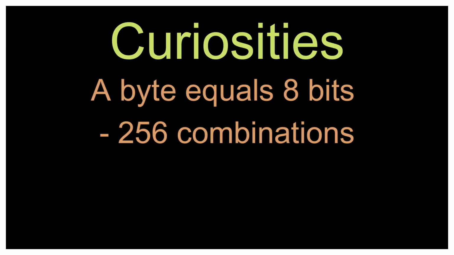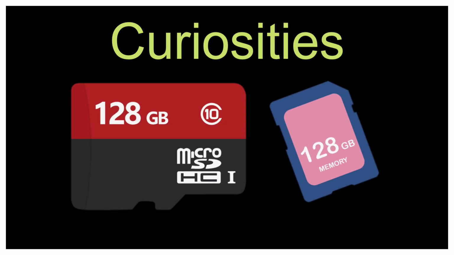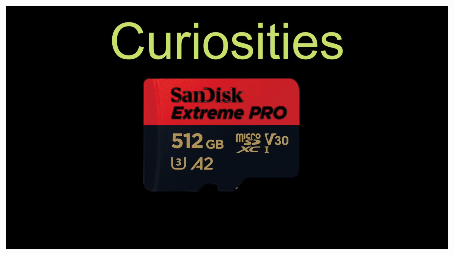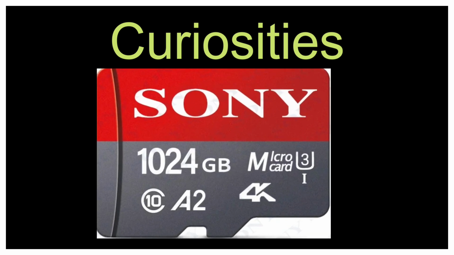Cool facts. A byte equals 8 bits, which means 256 combinations. That's from 0 all the way up to 255. And here's something really fun. Computers absolutely love powers of 2. That's why you keep seeing numbers like 128, 256, 512, 1024, especially in memory and storage.